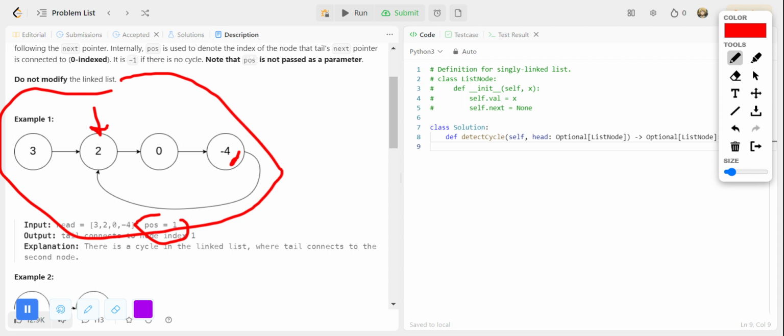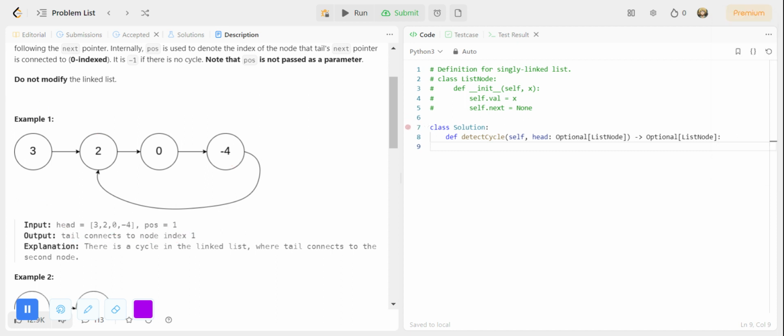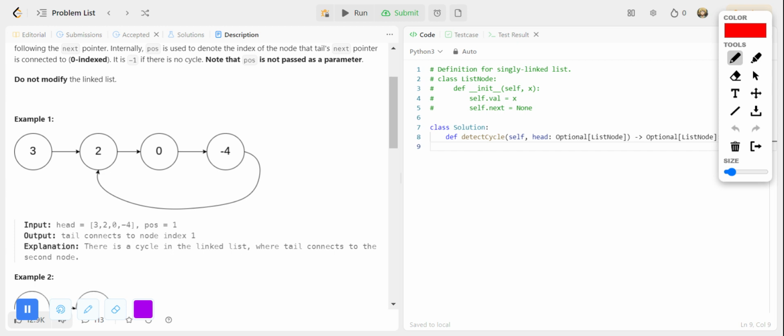So Floyd's cycle finding algorithm says, let's say this is the head of a linked list. As you can see, the loop starts at this position. Let's call the distance from the head of the linked list to this point, where the loop begins, x.